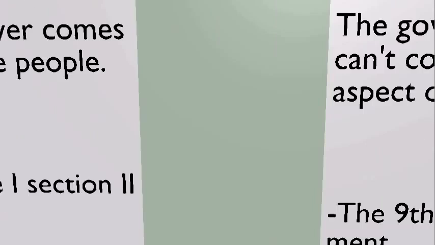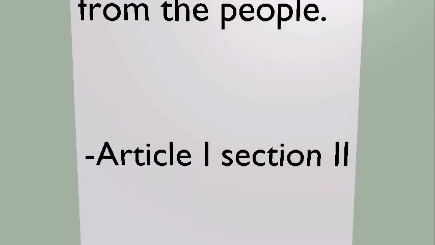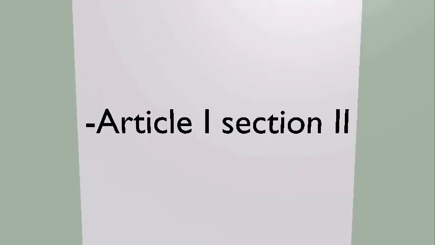Popular sovereignty is the idea that the power comes from the people. In most cases, this is in the form of citizens voting for either their laws or leaders. The Constitution mentions popular sovereignty a few times. One example in the Constitution is in Article 1, Section 2. It is stated how the people are to vote for the members of the House of Representatives.